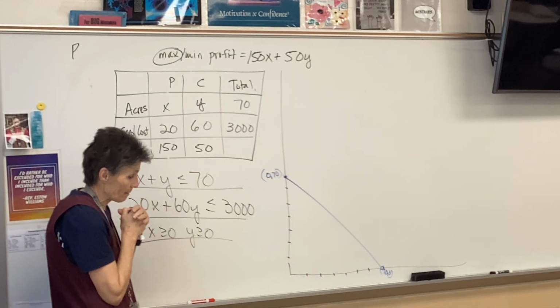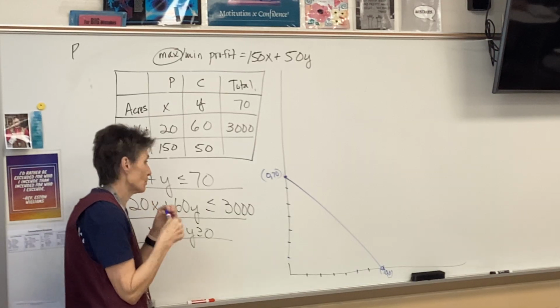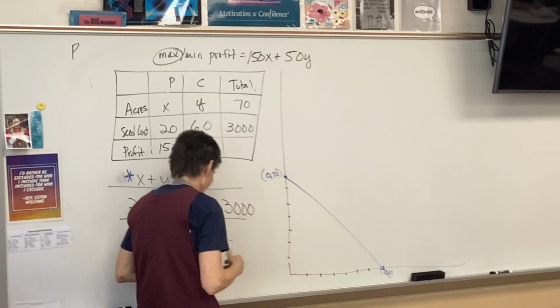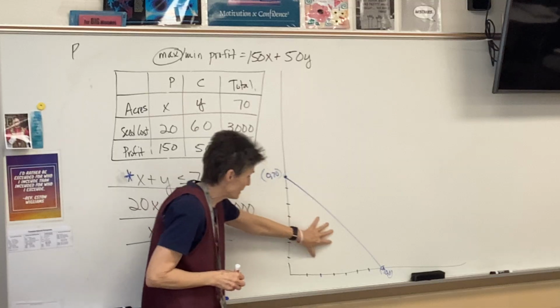And where will that be shaded? Under. So we got this little triangle right here. It really messes up my board, so I'm not gonna shade too much, but we're shaded right here.